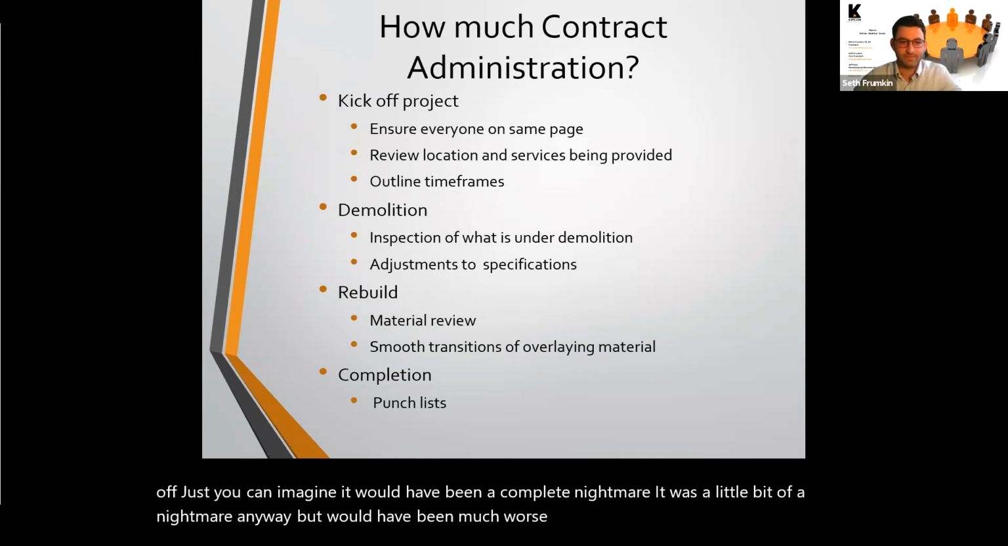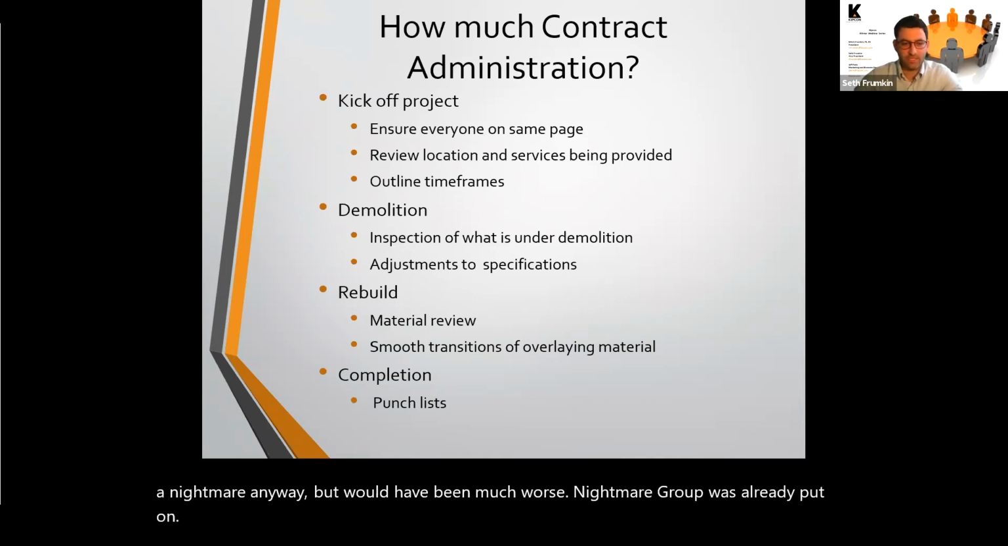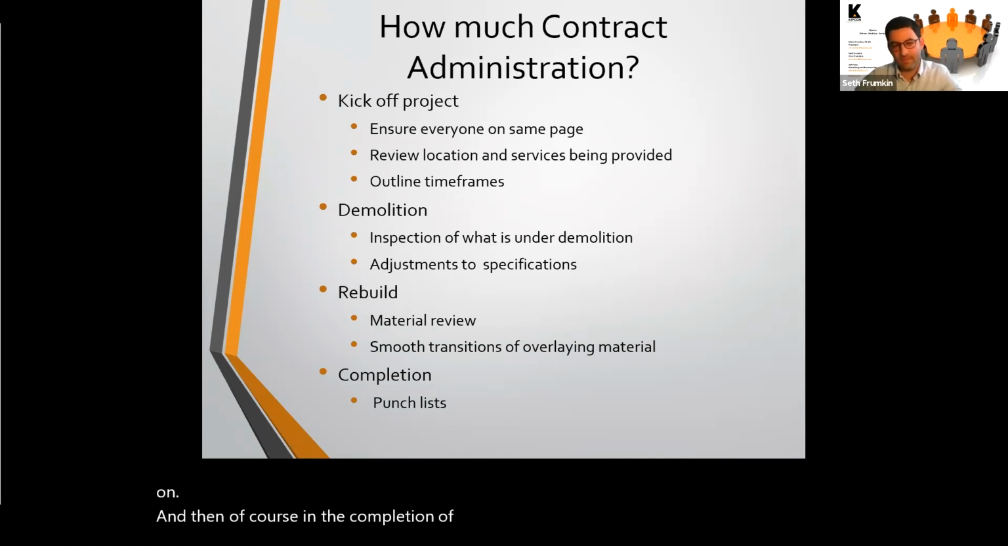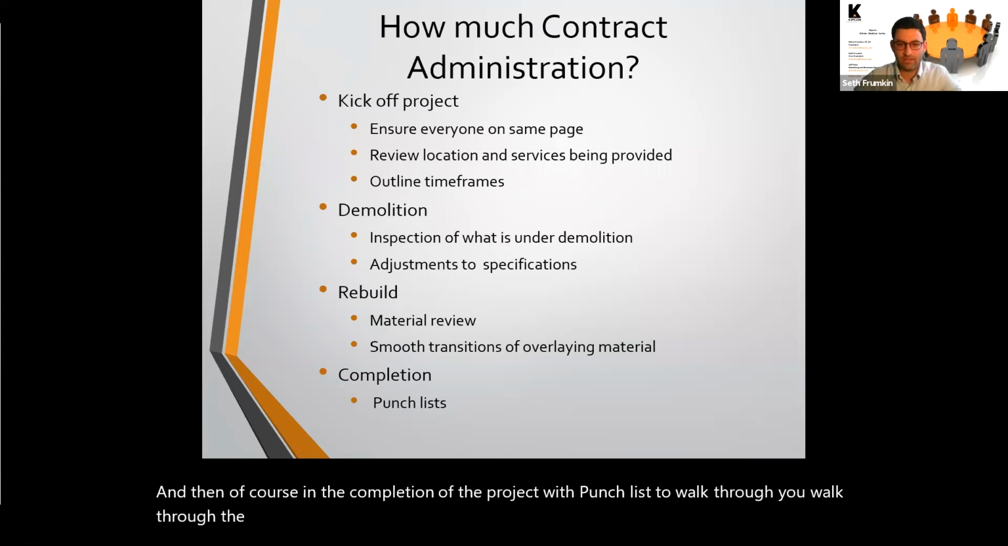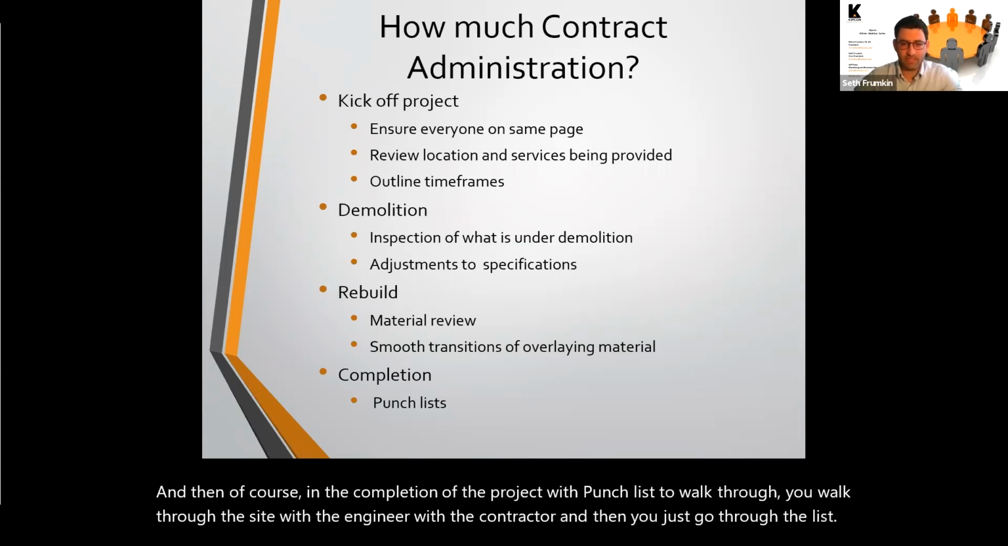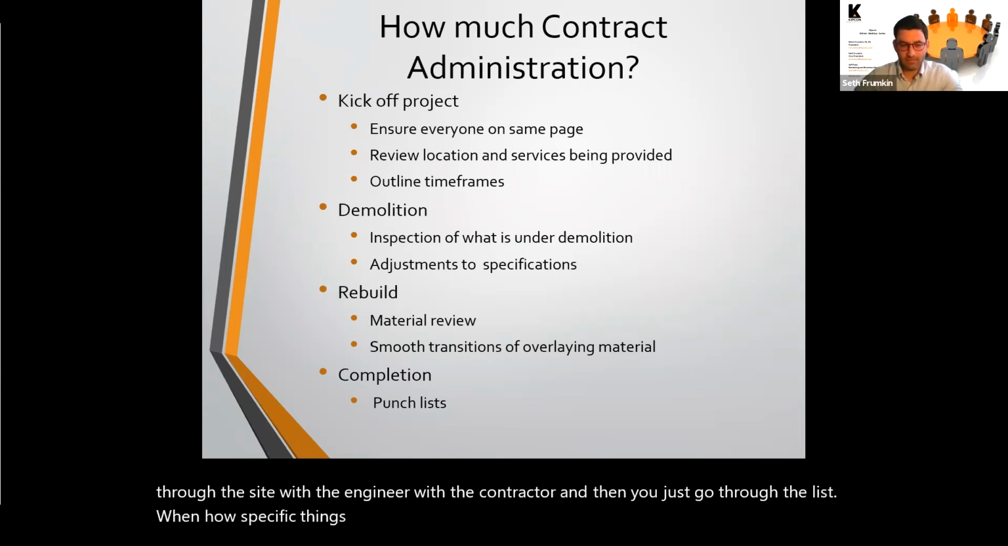And then, of course, at the completion of the project, with the punch list to walk through, you walk through the site with the engineer and the contractor, and then you just go through the list, point out specific things, you see it in person, and you work out a plan with the contractor to come back and fix any items that are left open.